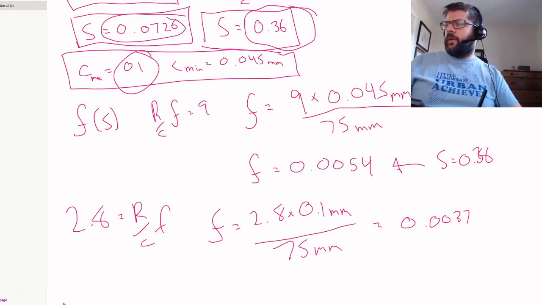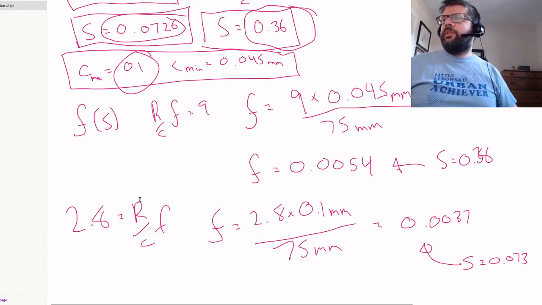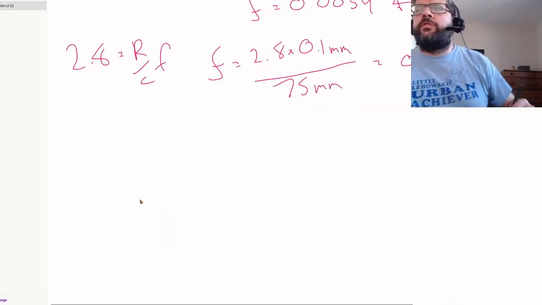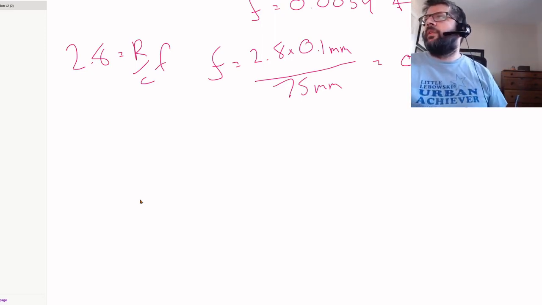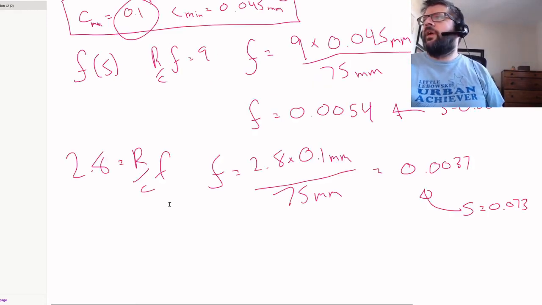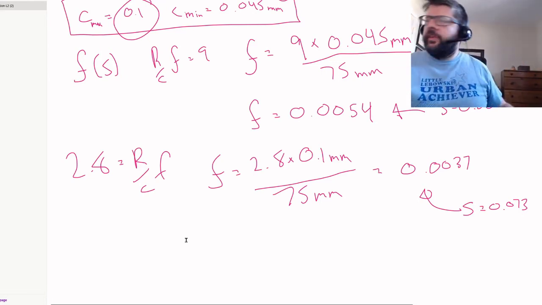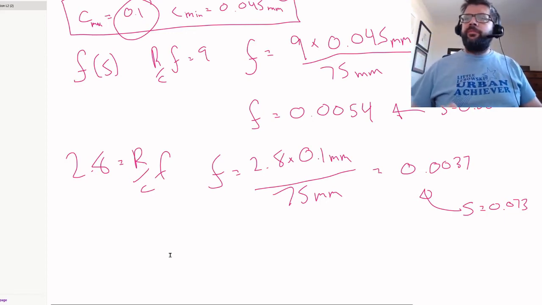And this one is for an S of 0.073. So that's our coefficient of friction range if we're using those radial clearances. So our minimum that we could see is 0.0037. Our maximum that we can see is 0.0054. So, reasonable difference between the two, but not orders of magnitude different at all.